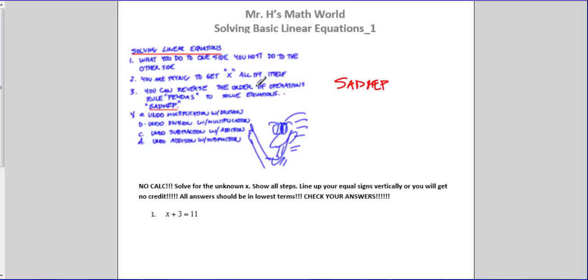So in PEMDAS, you did parentheses, exponents, multiplication, division, addition, subtraction. So you do parentheses first, exponents next, multiplication, division, you work from left to right, and then you do addition, subtraction last. In SADMEP, you undo addition and subtraction first, then you undo division and multiplication.